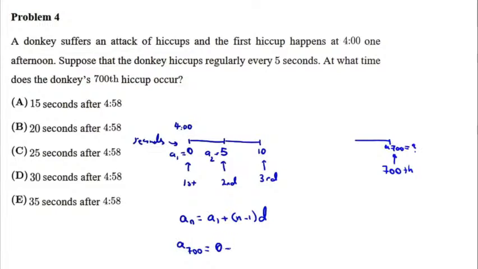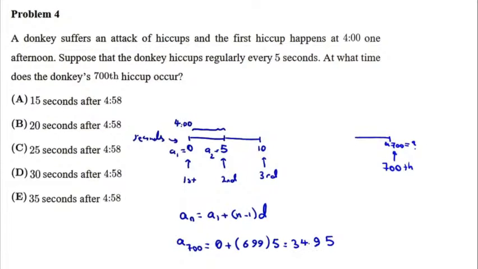A700 is A1, which is 0, plus n minus 1, which is 699, times d. d is the time difference, which is 5. So it will be 5 times 699, or you could say 5 times 700, 3,500, minus 5, which is 3,495.